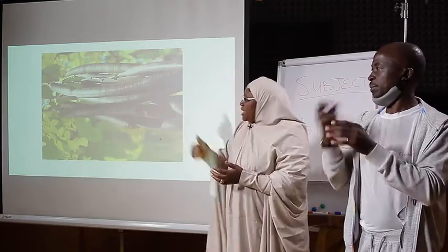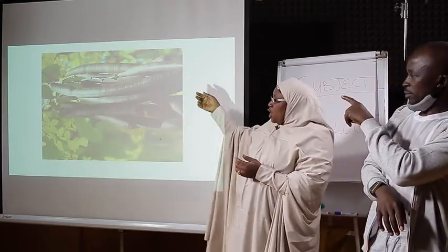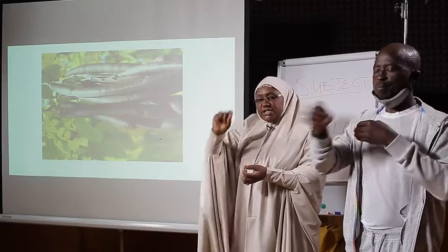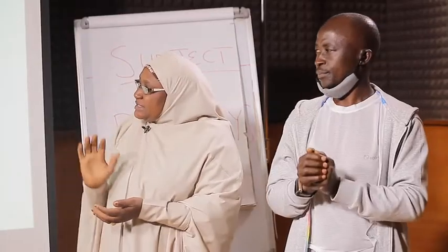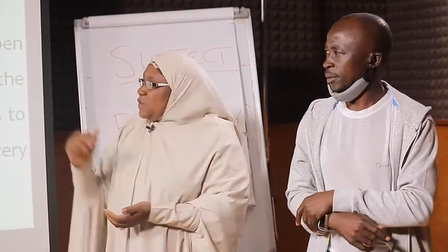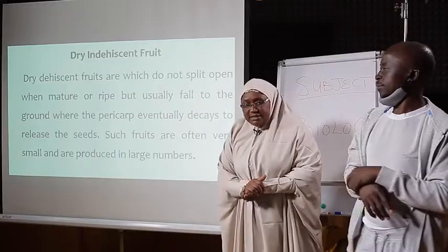The diagram of an example of schizocarp, that is cassia. Those of you that are watching, we have a diagram of the cassia fruit. So when it ripens, it opens and it releases the seed. So each seed is enclosed in a particular unit. So having discussed the 4 types of dry dehiscent fruit, let's now look at dry indehiscent.